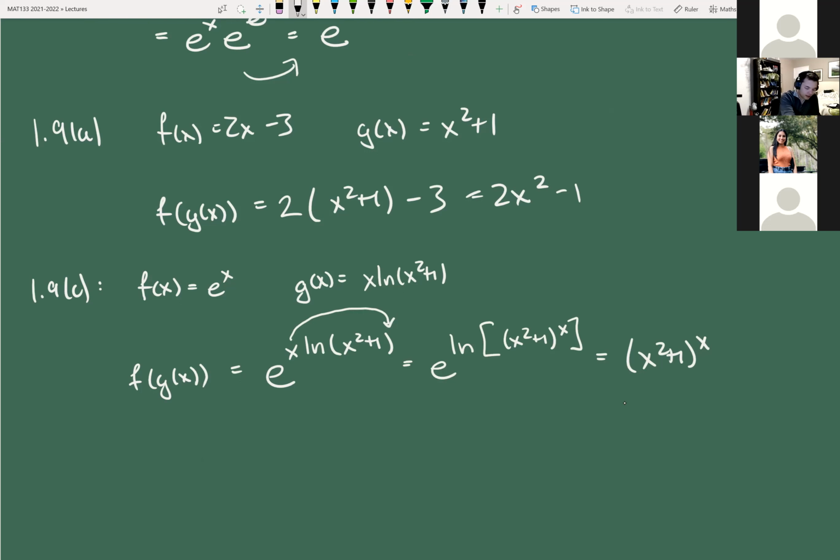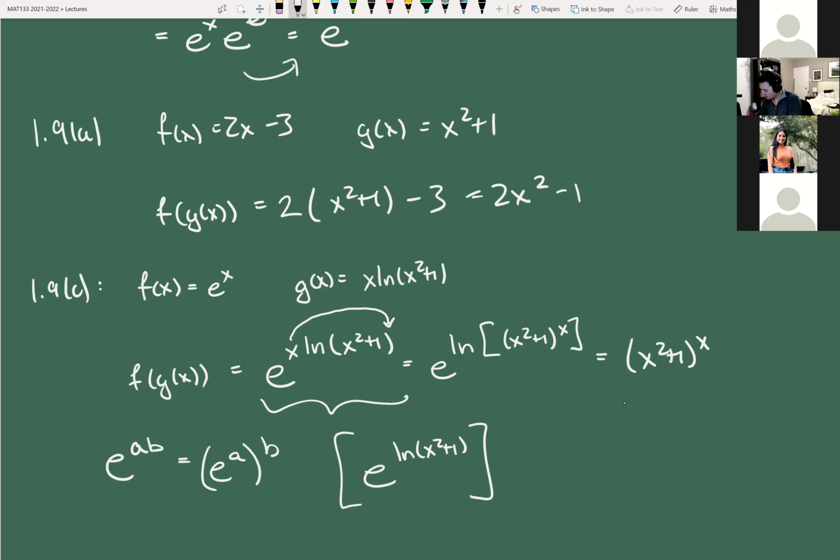Right, yeah. Or the other thing you can do is remember e to the ab is the same thing as e to the a, to the power of b. So instead, what you could have done from here is you could have said this is e to the ln of x squared plus 1, all to the power of x, right? And then the e and the ln cancel, and you would get the same thing, right? So you could do it that way.